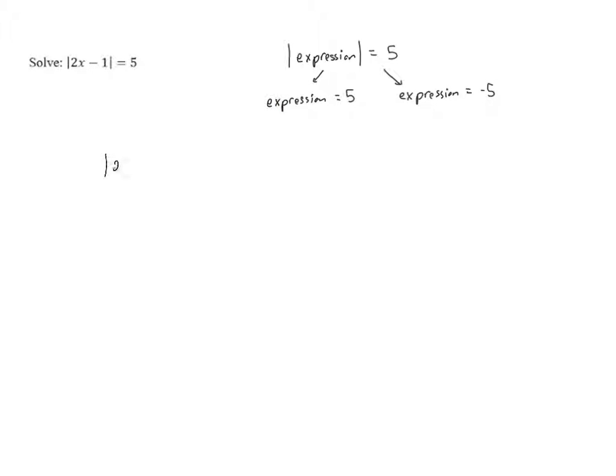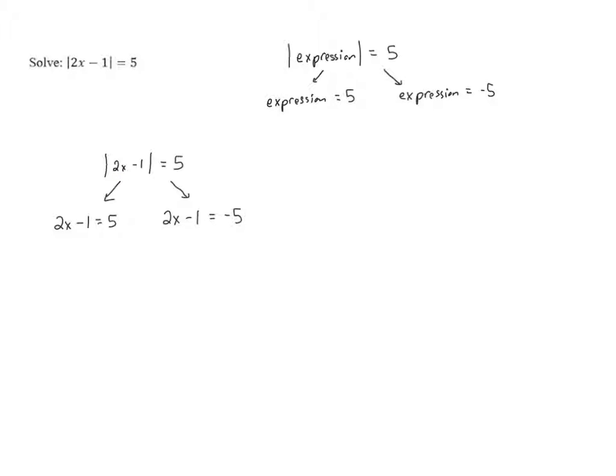I'm going to rewrite it down here. The absolute value of 2x minus 1 equals 5. Well, there are two possible ways that that could happen. First, this 2x minus 1 could be equal to 5. If 2x minus 1 was equal to 5, then we would have the absolute value of 5, which is 5. And then the other situation would be if that expression, 2x minus 1, is equal to negative 5, because then we would have the absolute value of negative 5, which also equals 5.